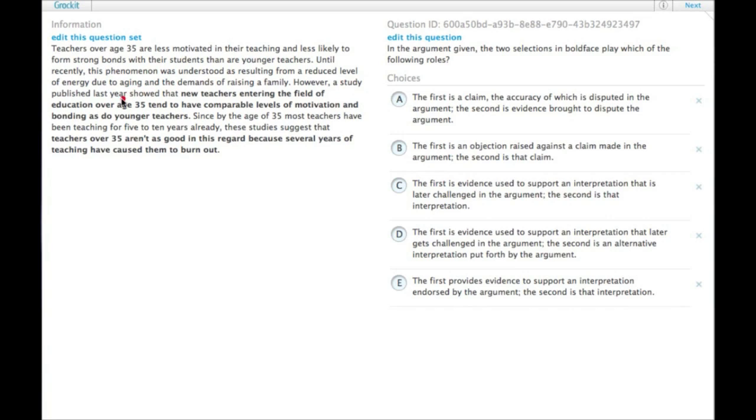However, a study published last year, so we know that the boldface is part of this sentence. We know that it's evidence already because it says it's in a study published last year. So, showed that new teachers entering the field of education over age 35 tend to have comparable levels of motivation and bonding as do younger teachers. Okay, so first one is some kind of evidence. And it's actually also evidence that contradicts the traditional understanding that it's aging and the demands of a family.